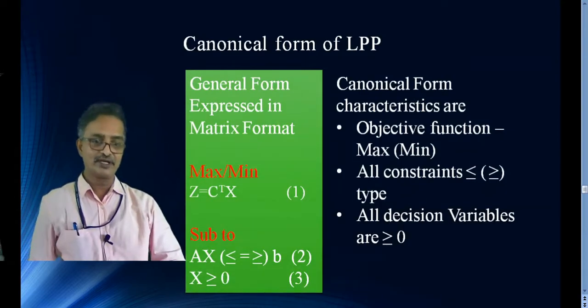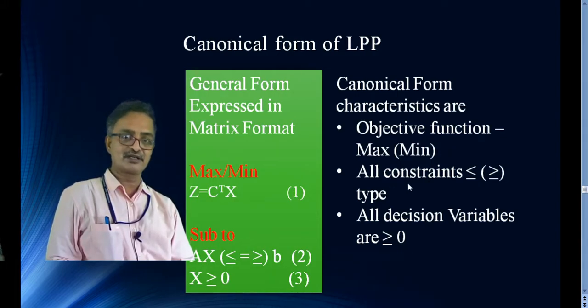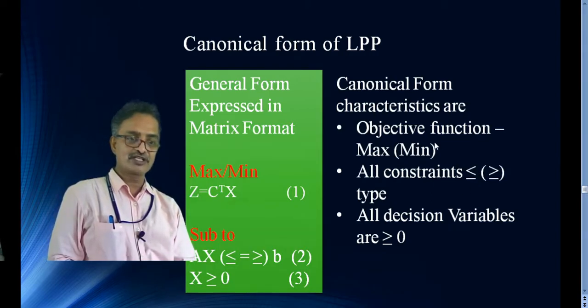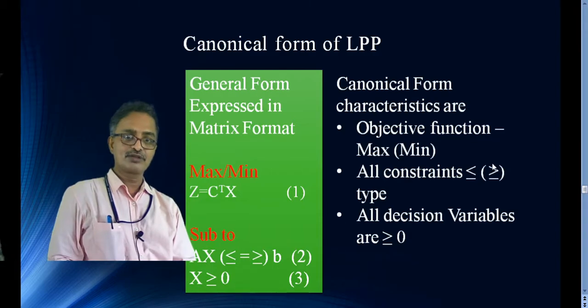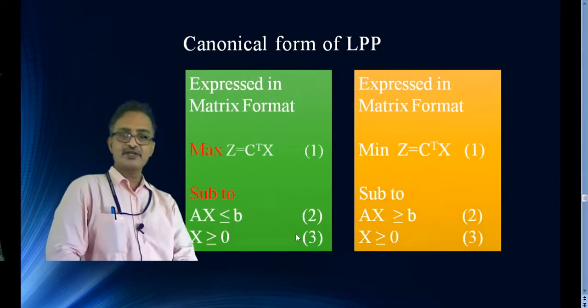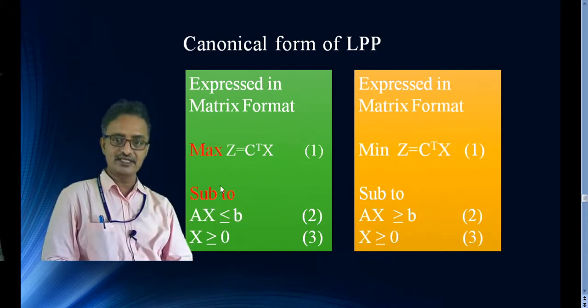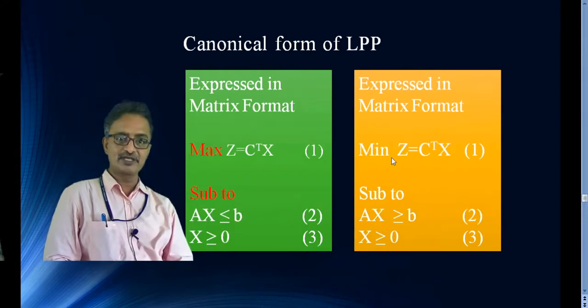So, the canonical form of linear programming is when we have a maximization function, all the constraints should be of less than or equal to type. If the given formulation is a minimization case, then we need to have the constraints in the form of greater than or equal to, and all the decision variables are positive in nature. So, we can express this in matrix form; this is the only simple modification.